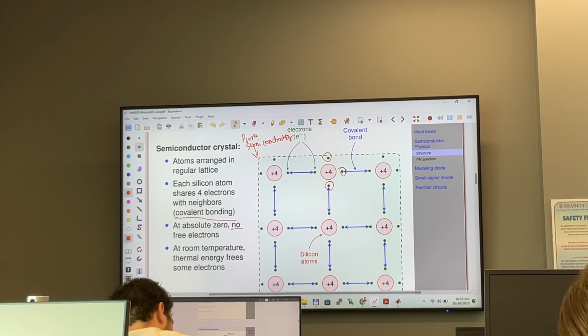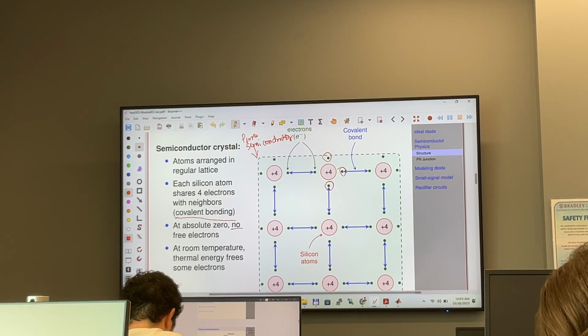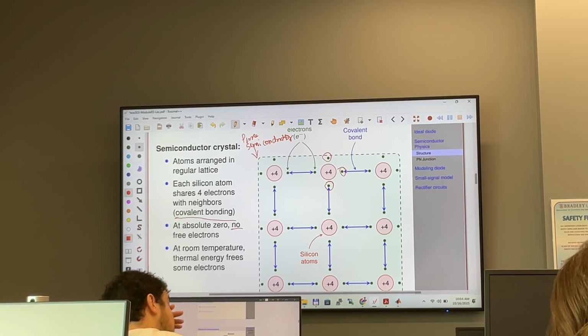We want to free some positive charge and some negative charge. If you can free both positive and negative charge, only then can you think of the existence of current. How we do that is the point.